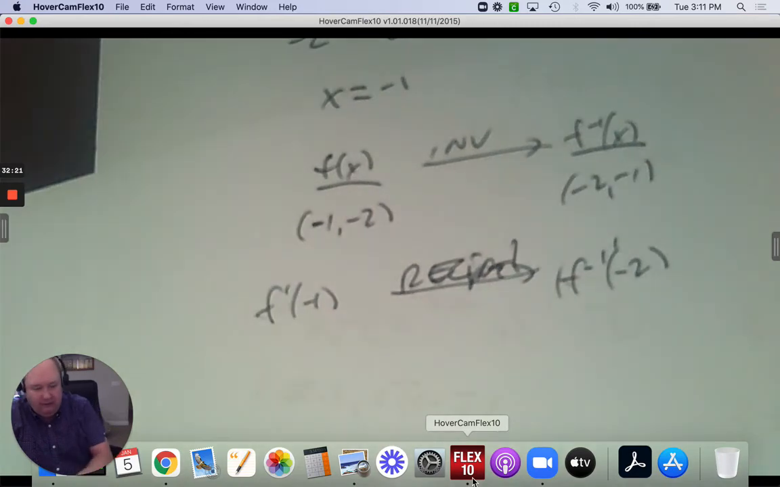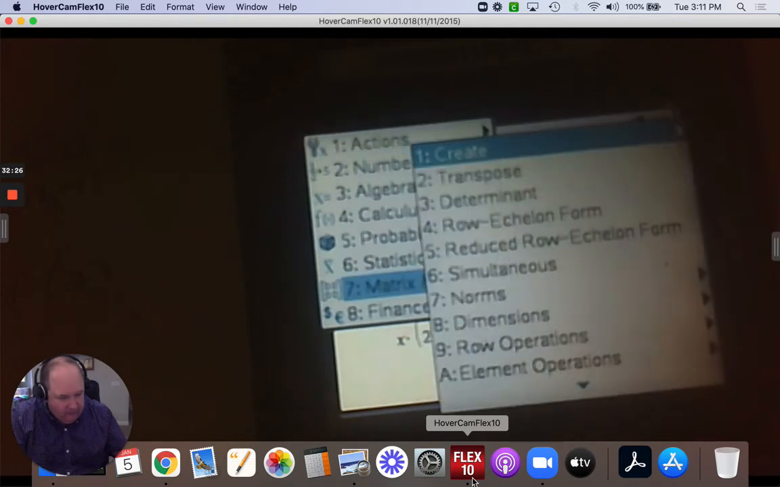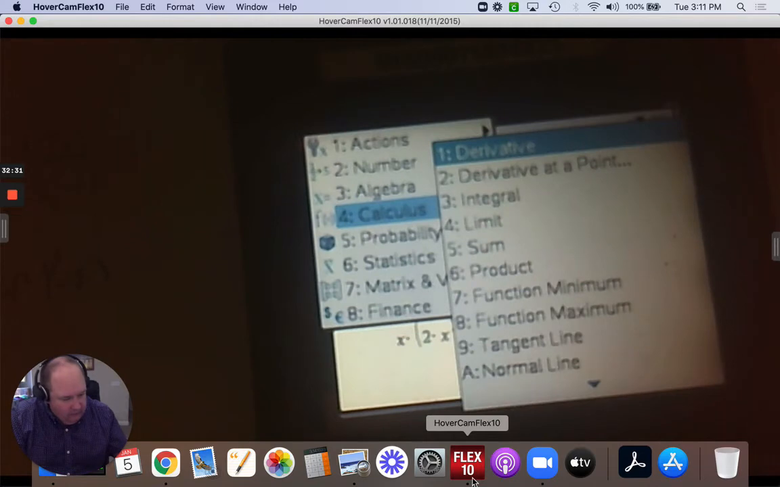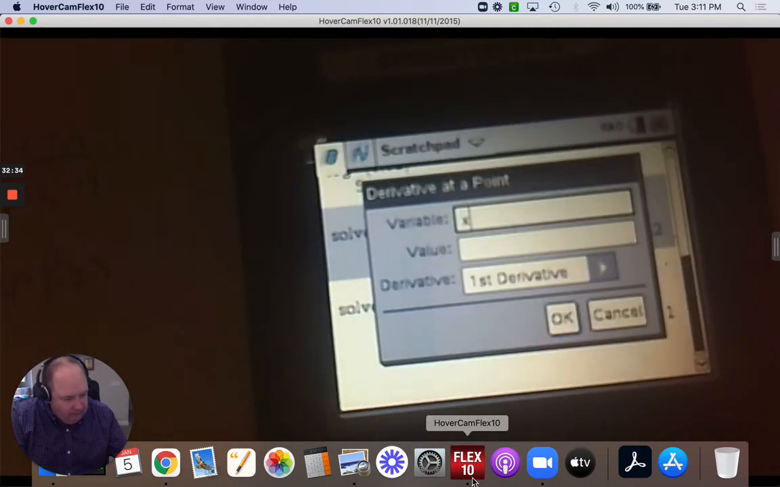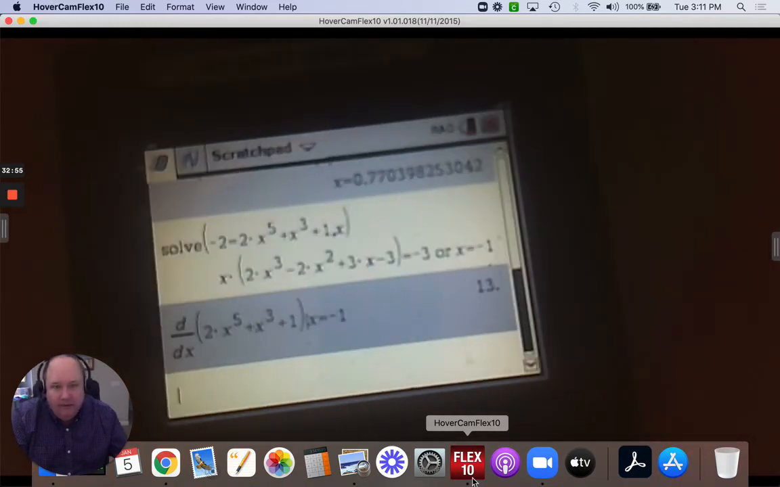So let's use our calculator again. See if I can type it in right. So menu calculus, derivative at a point. So the variable is x, the value is at negative 1, first derivative, and then I just type in 2x to the 5th, move the cursor, plus x cubed, move the cursor, plus 1. So the answer there for the derivative is 13.